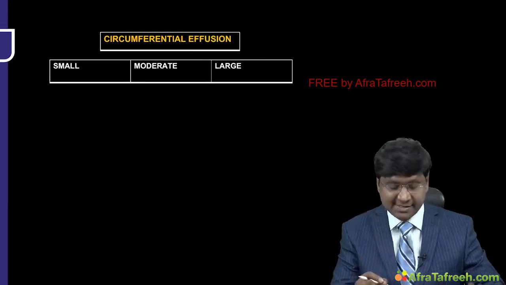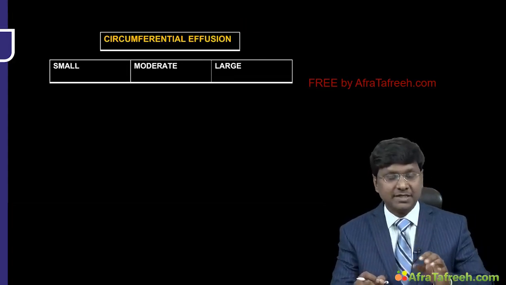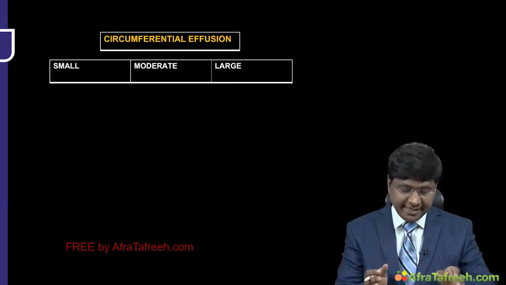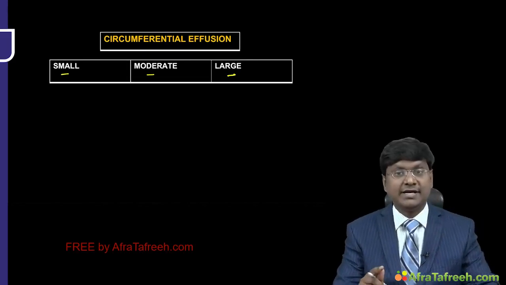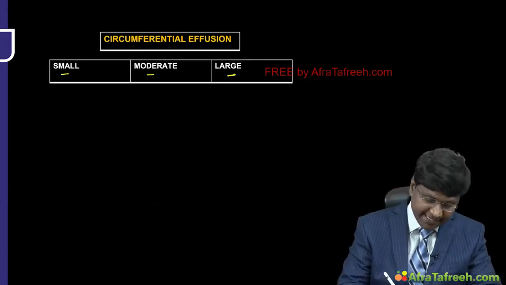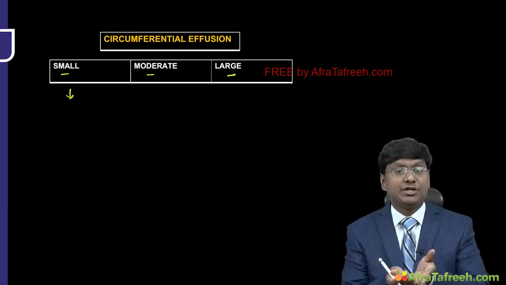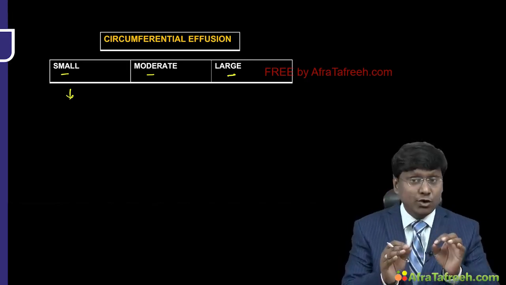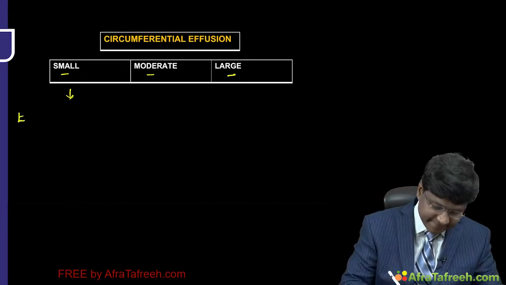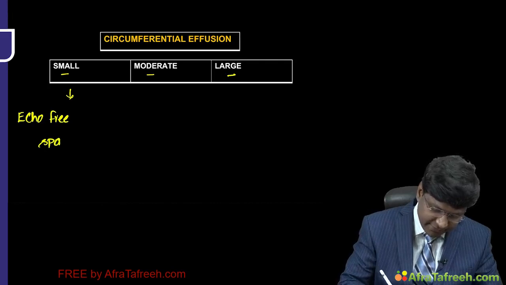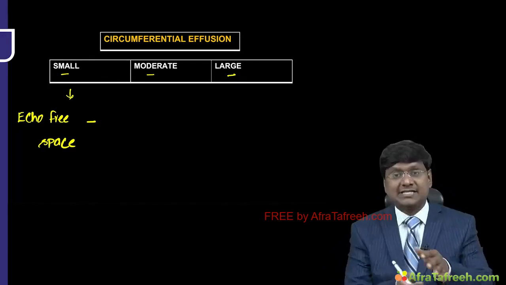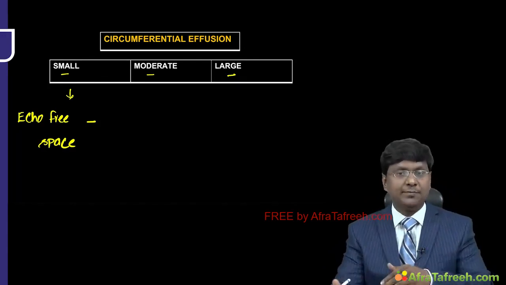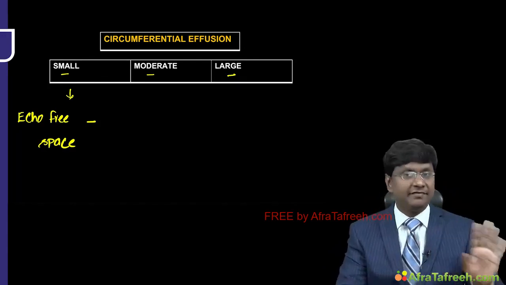Now you take the circumferential effusion, right? Depending upon the quantity of the fluid, we classify that into small, moderate, and large. When do you call it a small circumferential effusion? When the echo-free space during diastole, right? Circumferential accumulation means the fluid is accumulating throughout the circumference of the heart, right? Not only posterobasal, even anterior, lateral, inferior, everywhere.